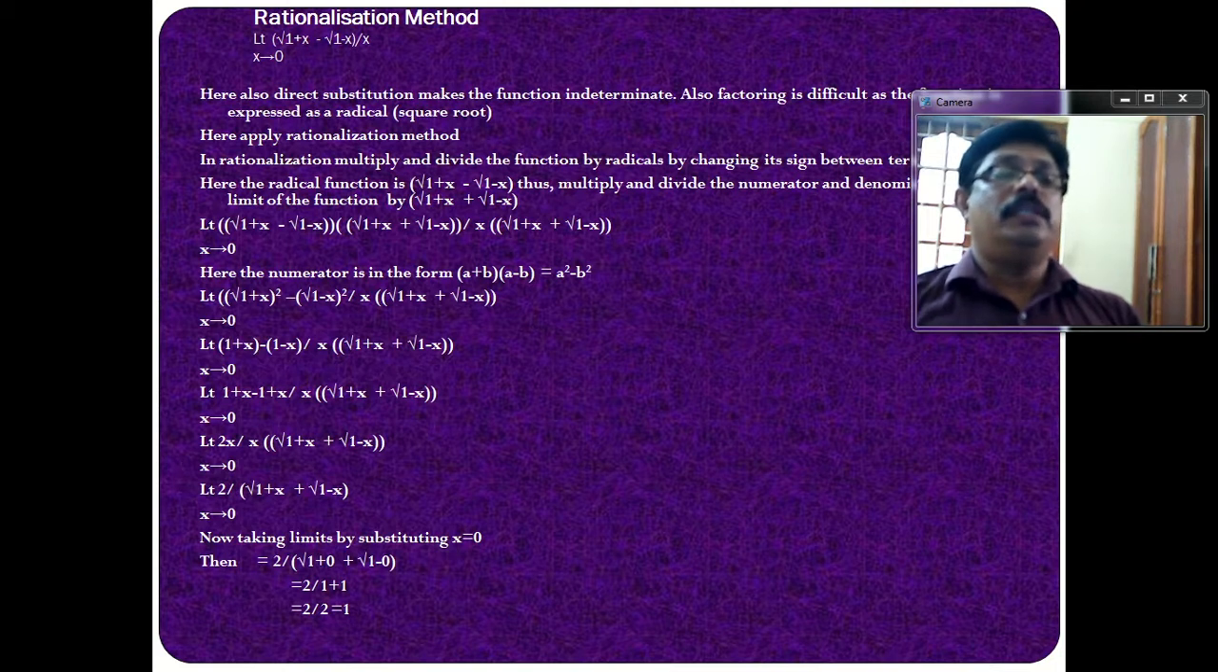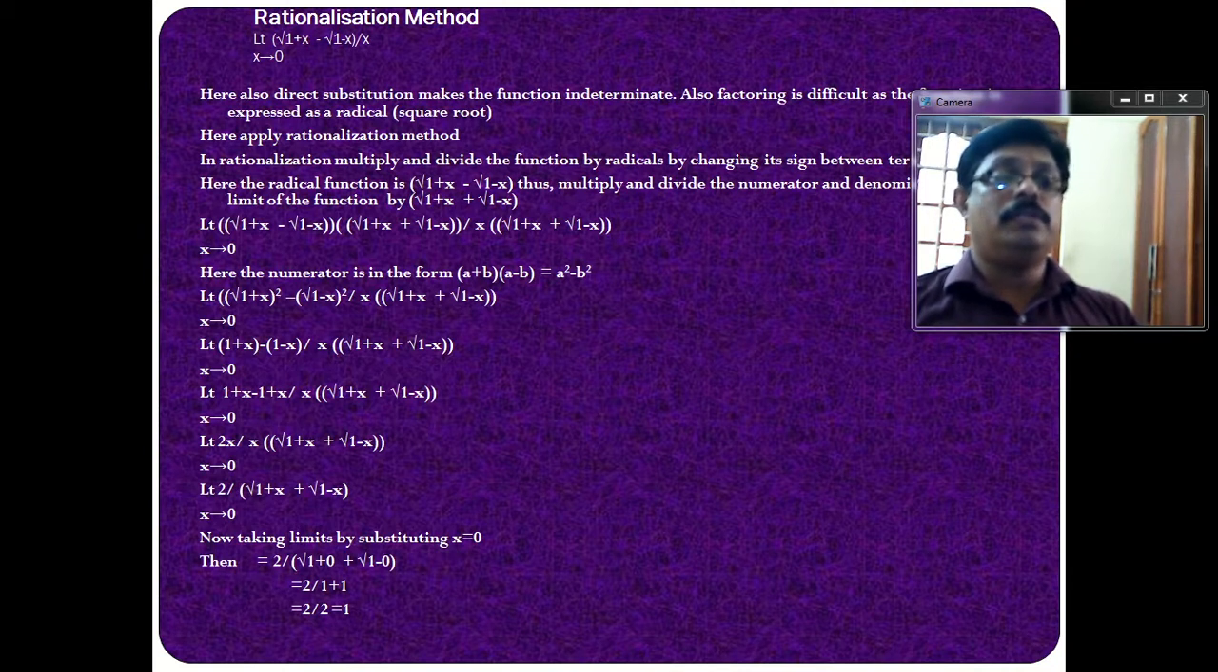What is rationalization method? So you take the radical function. What is the radical function here? Square root of 1 plus x minus square root of 1 minus x. So you just change the sign in between the terms. So now you have a minus sign. Change that minus sign into plus sign and multiply both numerator and denominator by that value.